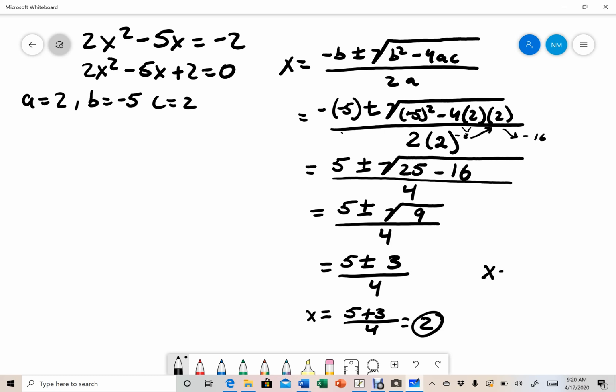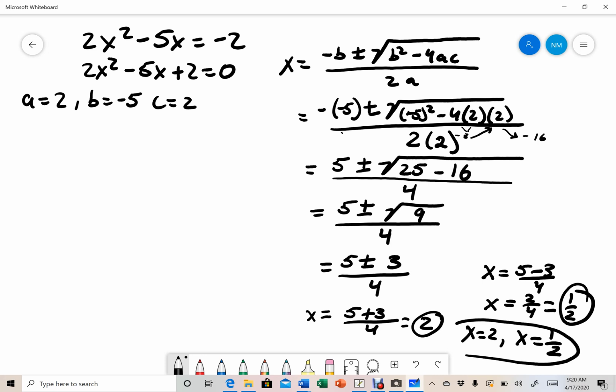Then I go 5 minus 3 divided by 4 equals 2/4, which reduces to 1/2. So I've got x equals 2 and x equals 1/2. These are my answers. Now I'm going to check these by plugging them back into my equation. We're going to plug these back into the original equation, before we change it into standard form.